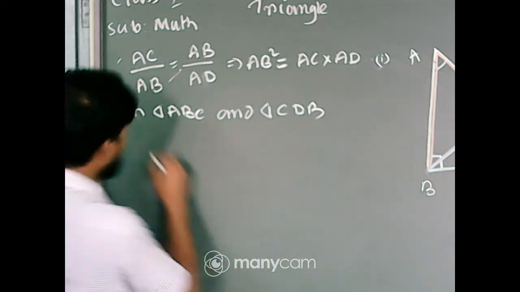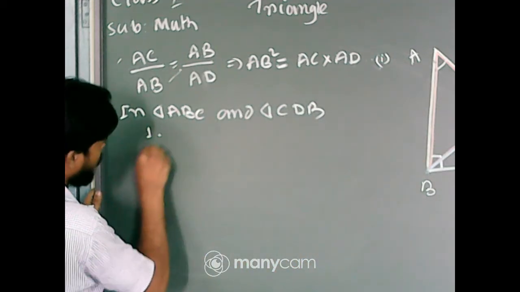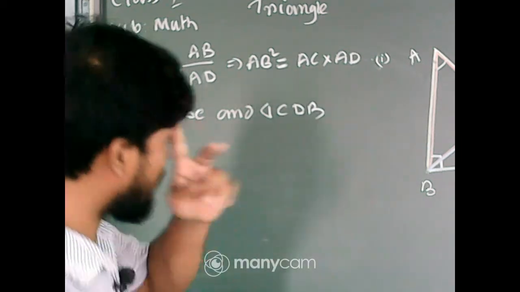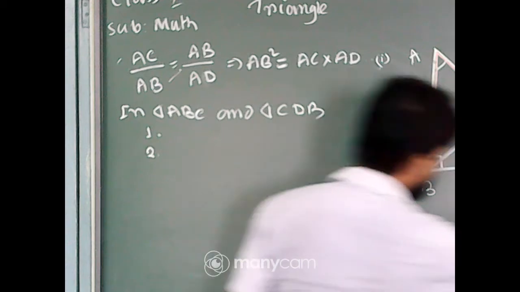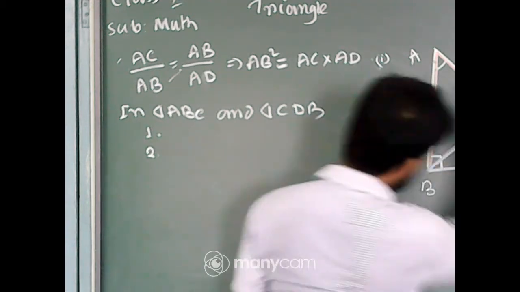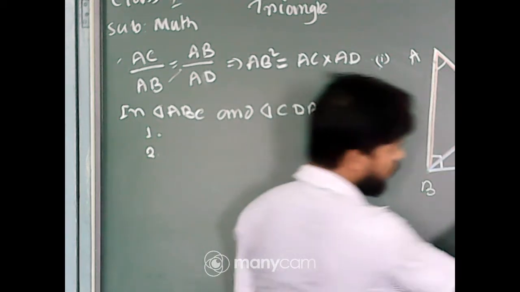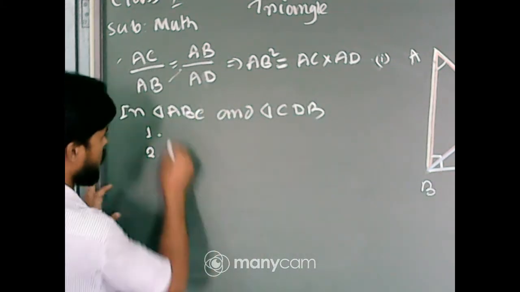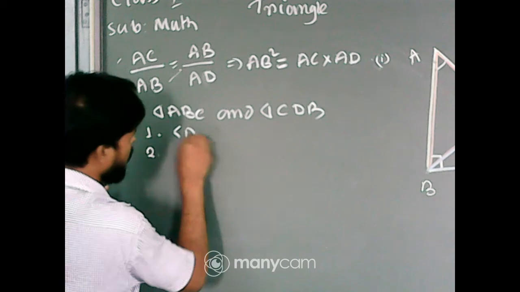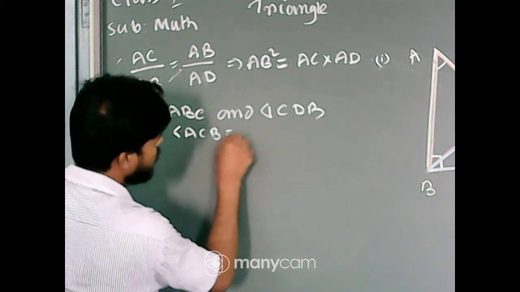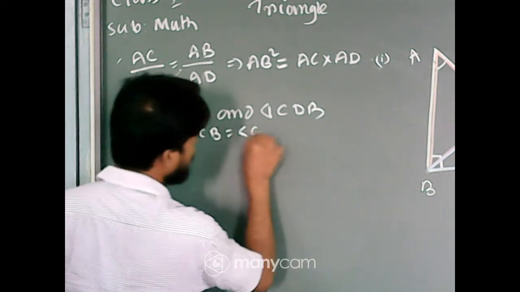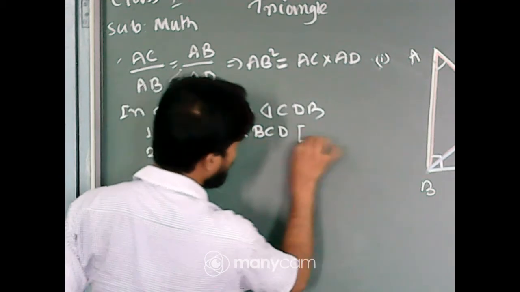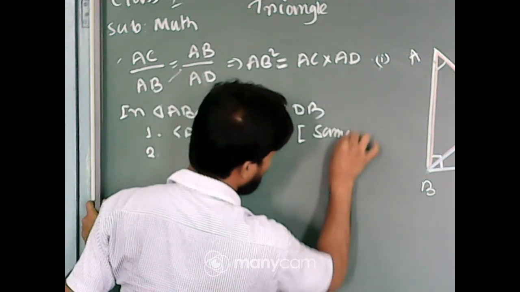if we compare, tell me the two conditions which are equal in both cases. Yes, angle C is equal to angle C, which means C is a common angle. You can see this is the angle of the triangle ABC, and this is also the angle of the triangle CDB. So, the first condition is angle ACB is equal to angle BCD. Why? Because they are the same angle.